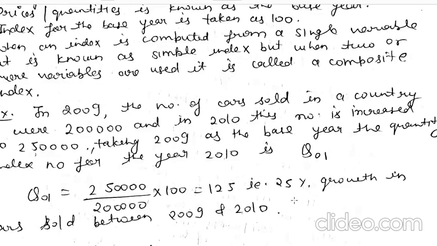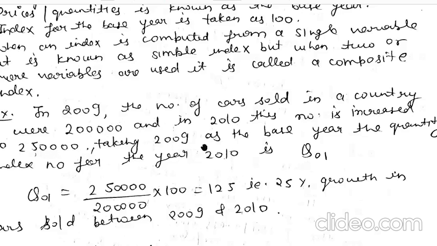Now, here is an example. In 2009, the number of cars sold in a country was 2 lakh, right? And in 2010, the number increased to 2 lakh 50,000. That means our quantity is increasing, so the index number will increase here. In 2009, 2 lakh were sold, and in 2010, 2,50,000 were sold.